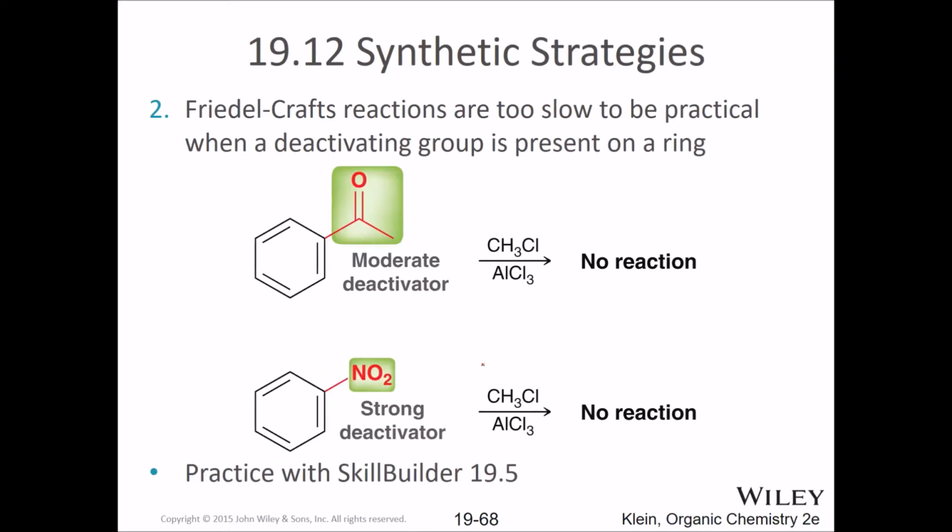So useful. All right. Now, another problem is that Friedel-Crafts reactions are too slow when a deactivating group is present on the ring. Oh, wow. What? Seriously? Oh, no. I can't just put a methyl group on there? No, you can't. All right. Or if you have a moderate deactivator, still no reaction. Strong deactivator is even worse. Right. So go practice Skill Builder 19.5 and look back at these notes while you're doing that, if helpful.